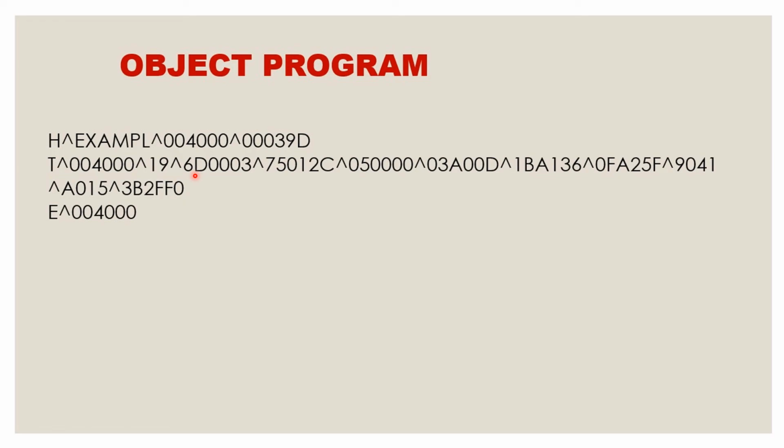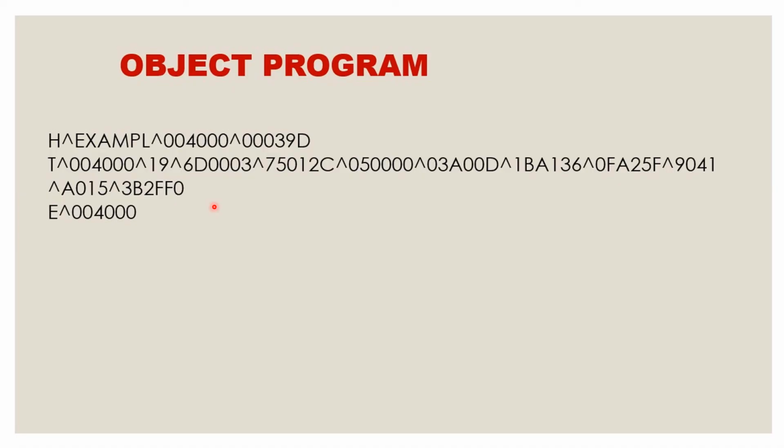And this is the object code from the starting, that is 6D0003, 75012C, and next 050000, next 03A00D, and next 1BA136, and next 0F825F, next 9041, and next A015, and next 3B2FF0. It should not exceed 69 in the text record. If it exceeds 69, then we should start in a new line. The text record should be started in a new line.